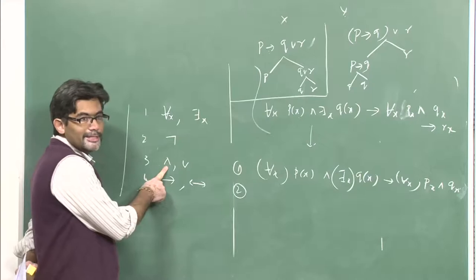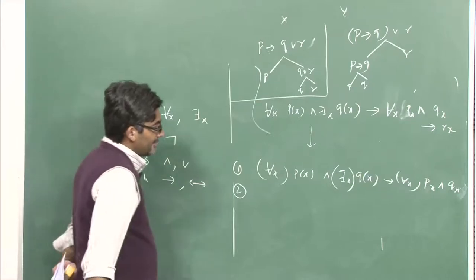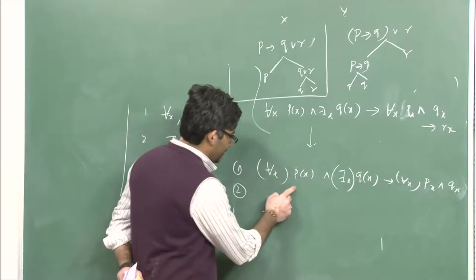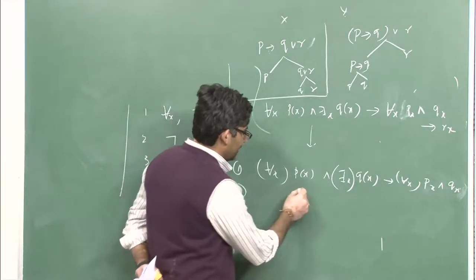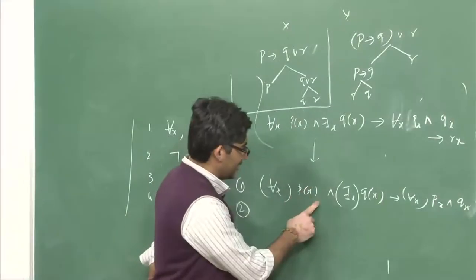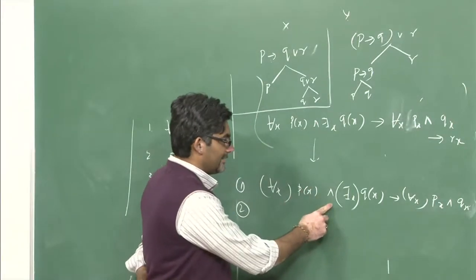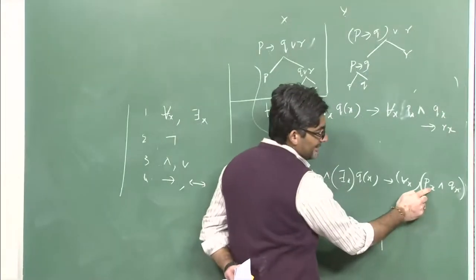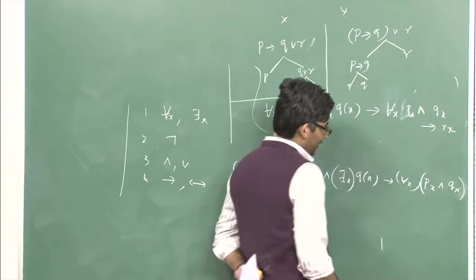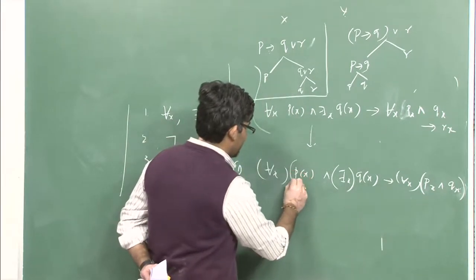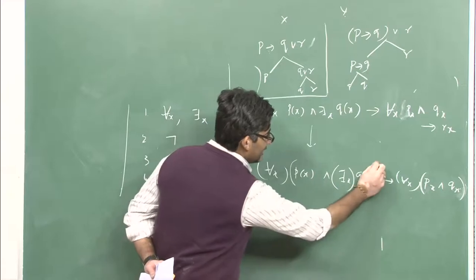Now the next preference is given to and. So now this will be like this. So for all x, px, for this one you need to put a bracket here, this will become px and not qx, and wherever and is there, you need to put a bracket here, px and the whole formula.